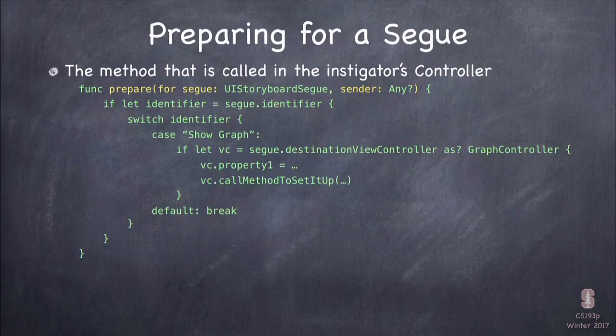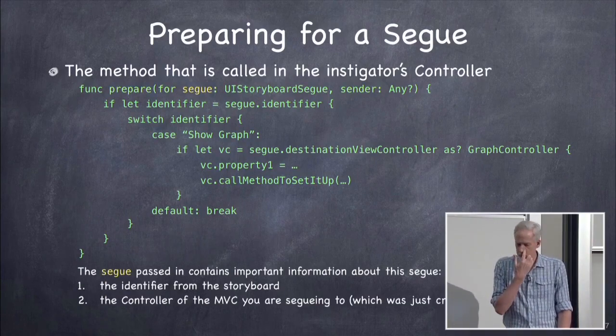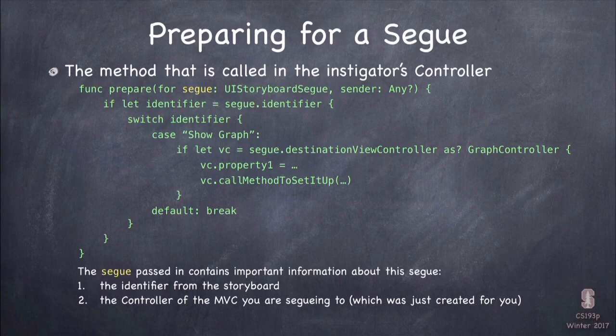It's called prepare for segue, and it also has a sender argument right there. The segue that's passed along, that first argument, is just a little container that contains interesting information about the segue. For example, the identifier, show graph, or whatever, and very importantly, the controller that you're segueing to. Because the whole point here is you're supposed to be preparing this MVC that's going to come on screen to do its job, so you get that thing from this little segue object.